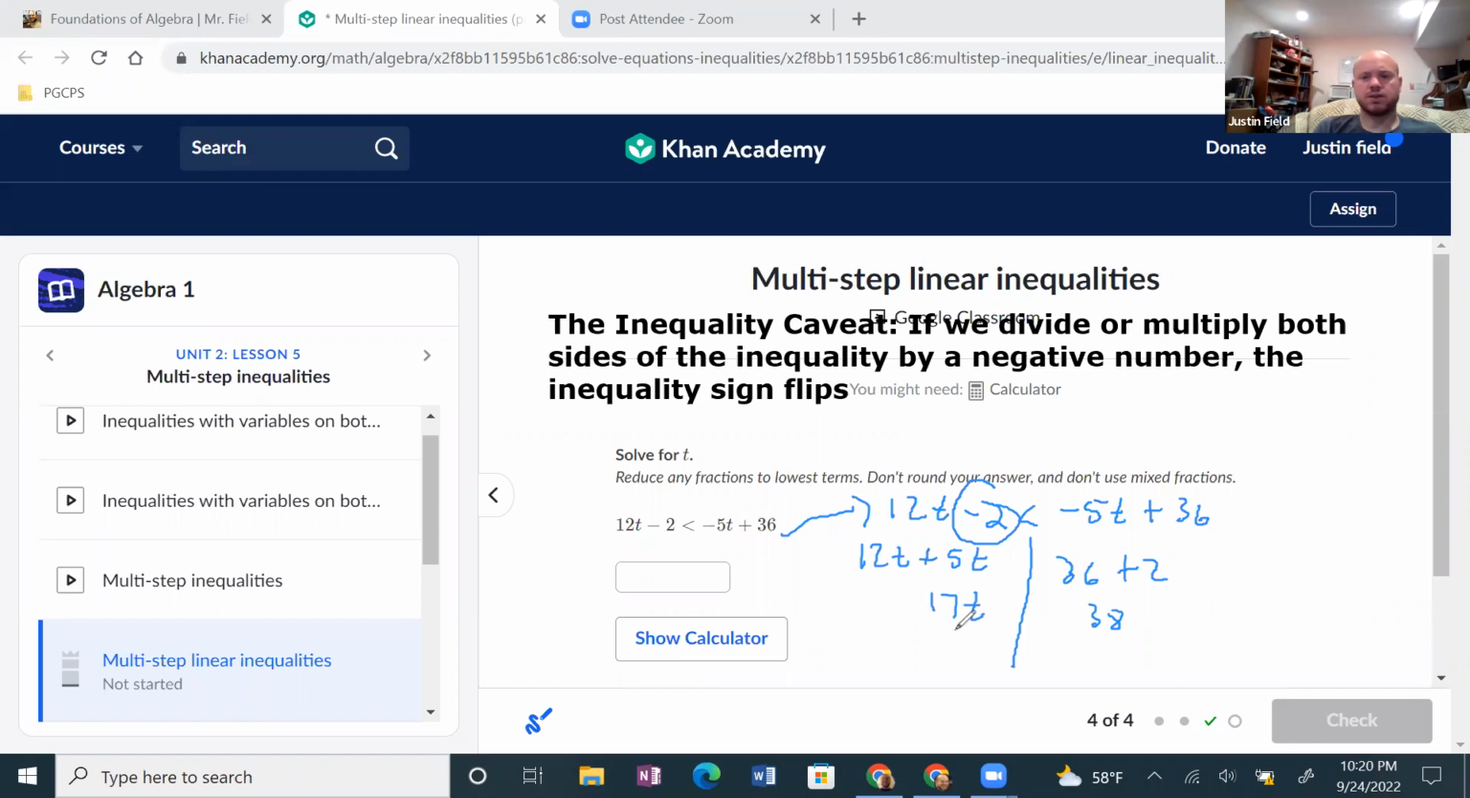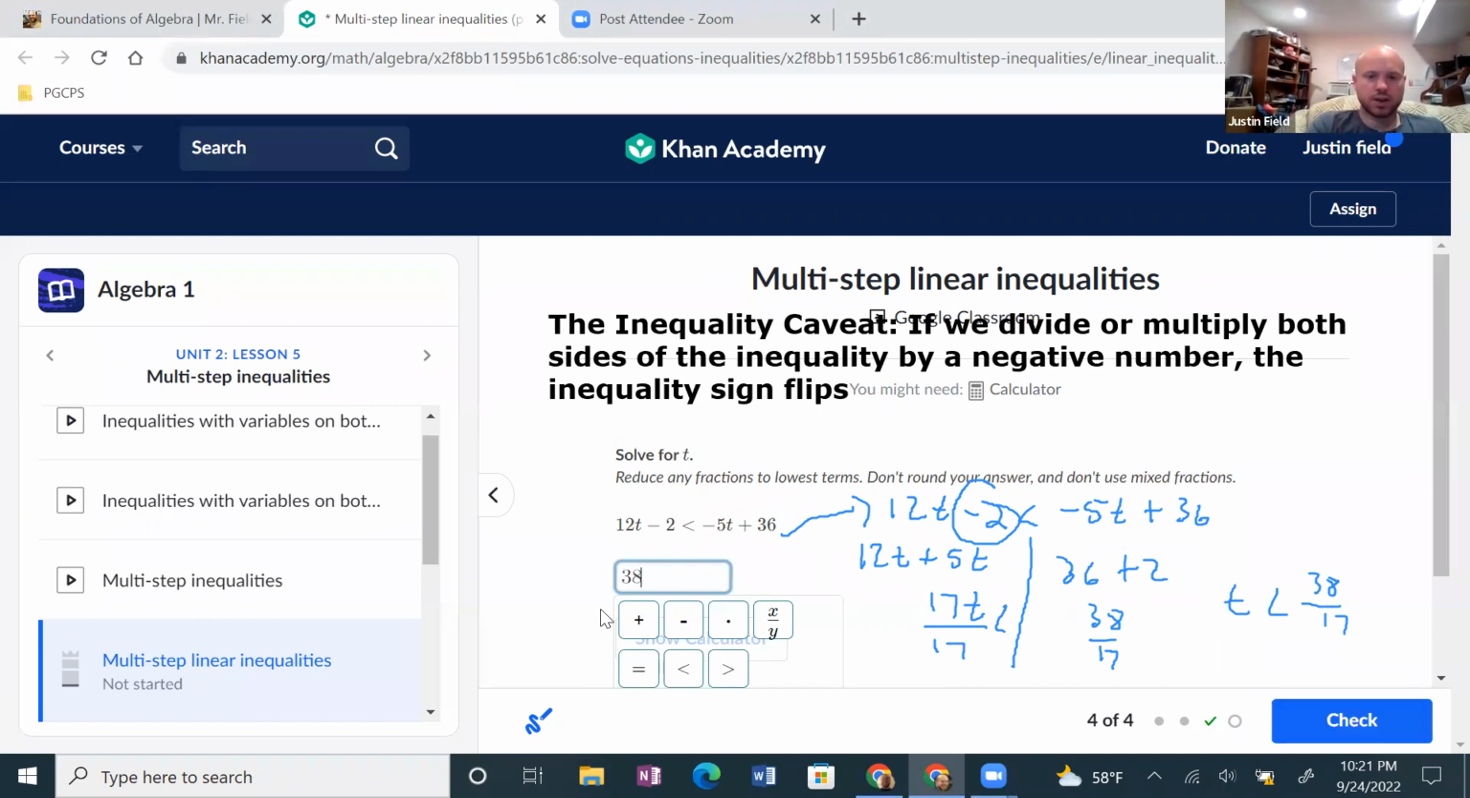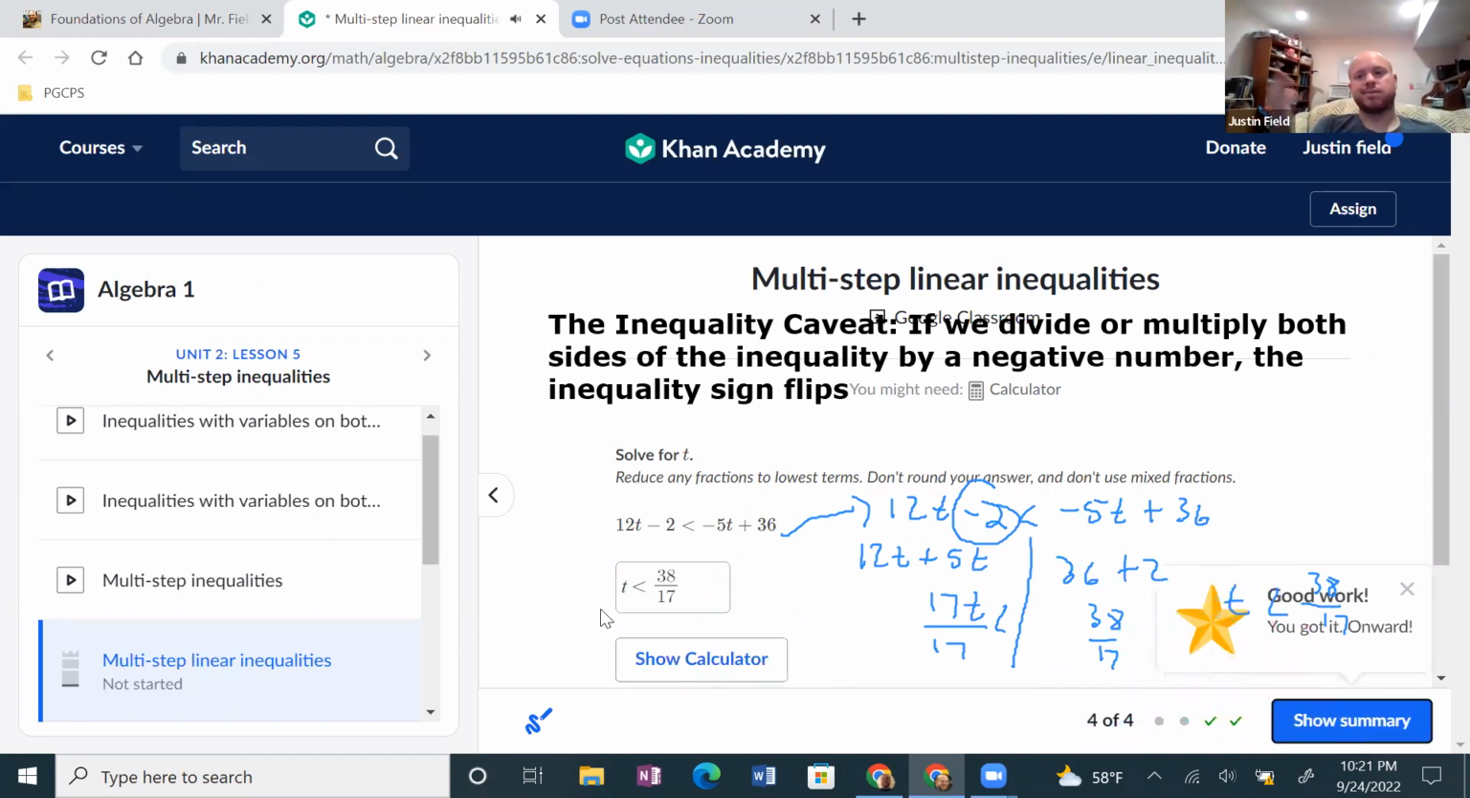All right, so, oh no, the 36 and 2, that's a bummer. Okay, so then it's not going to be a whole number. It's going to be t is greater than 38 over 17. And reduce any fractions. That's a reduced fraction, I believe. So we're going to write it like t is greater than 38 over 17. Unless I made a mistake. No mistake.